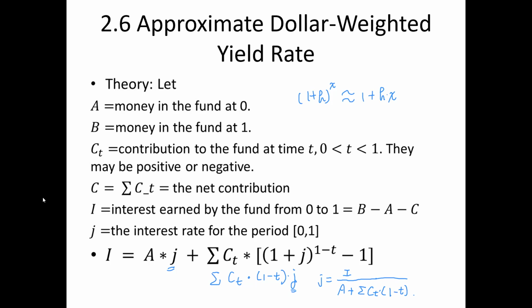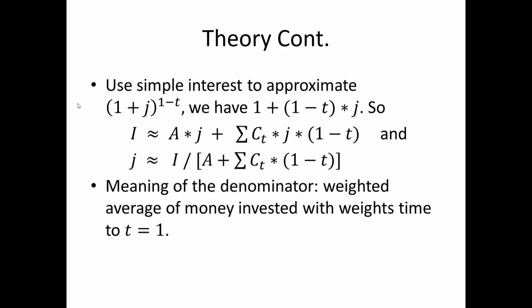Okay. Let's look at the next slide. The theory and the result are here. J is approximately equal to capital I, the interest earned, divided by this. So the meaning of the denominator, it's the weighted average of money invested with weights with the wait time to t equal 1. So A is invested 1 time unit, right, from 0 to 1. And CT is invested 1 minus t time unit.